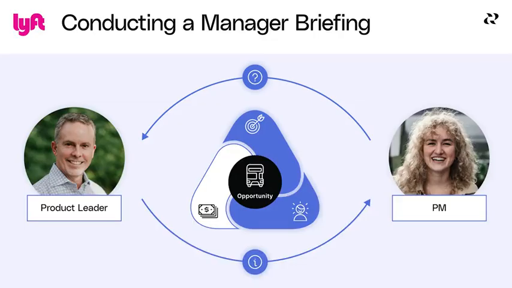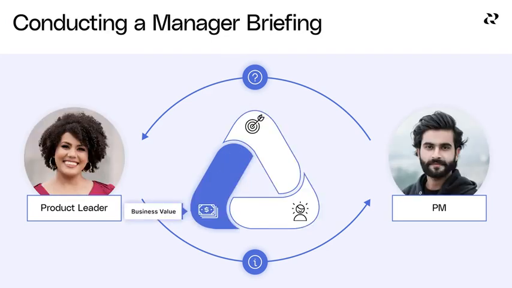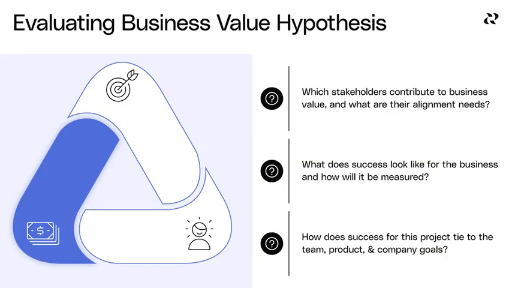Putting all of this together, we now have a hypothesis for how this opportunity will deliver value to Lyft's drivers. Now let's move to the third part of the manager briefing, understanding the business value hypothesis. There are 3 questions we need to answer to build our business value hypothesis. Which key stakeholders contribute to business value, and what are their alignment needs? What does success look like for the business, and how will it be measured?